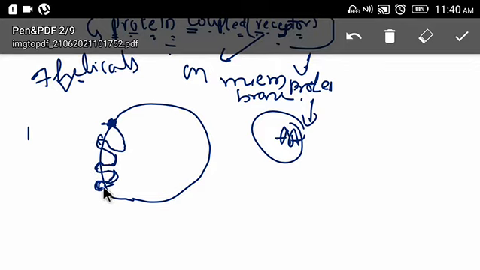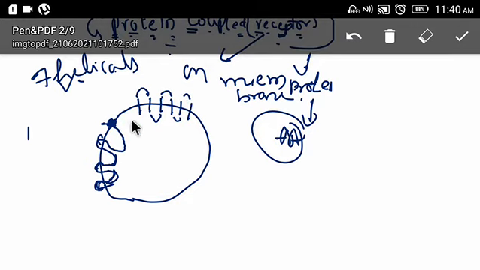See, these are helicals. Let's understand again. This is one more G protein coupled receptor. It has 7 helicals, 1, 2, 3, 4, 5, 6, 7. These helicals are connected to each other. This is one intervening segment, this is one intervening segment, this is one intervening segment.